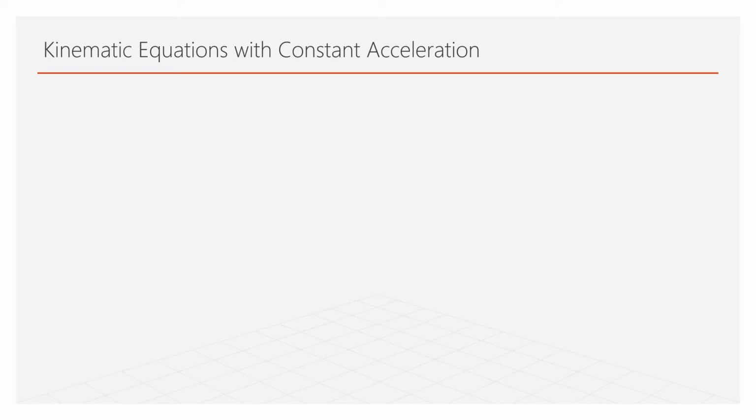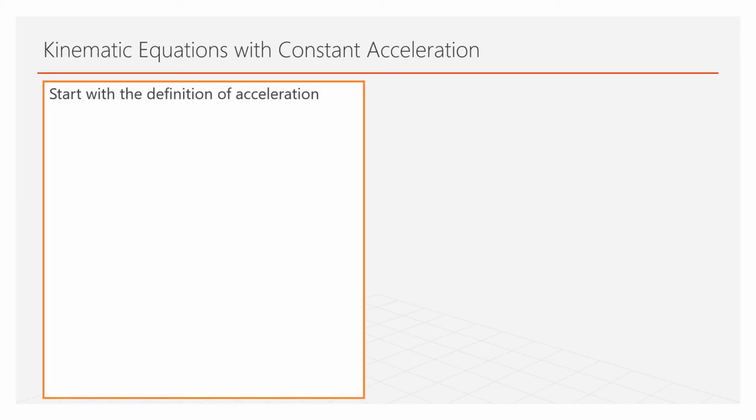We would now like to derive the kinematic equations for systems with constant acceleration. We will start with the definition of acceleration. That is, a equals v minus v naught divided by delta t. We would then like to take this equation and solve for v. We will do this by multiplying by delta t on both sides and then adding v naught. And we get this, v equals v naught plus a delta t.